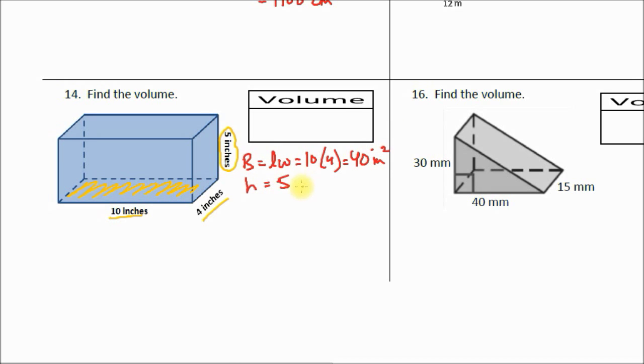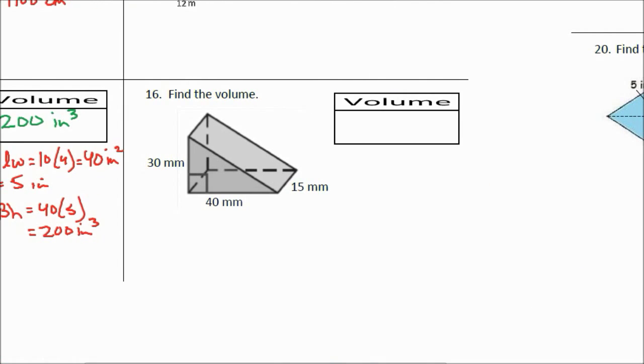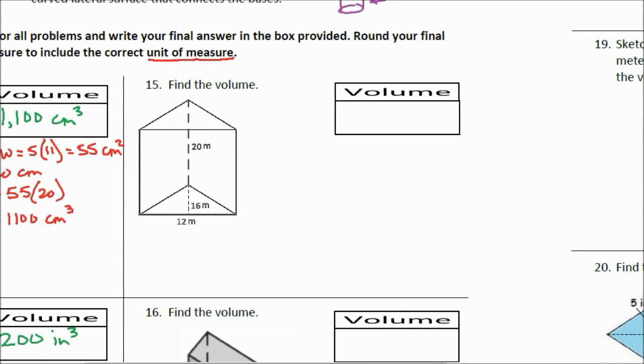Height we already circled is 5 inches. The volume is base times height, which is 40 times 5, which is 200 inches cubed. So our volume here is exactly 200 inches cubed. That covers question number 14. Question number 15, find the volume.